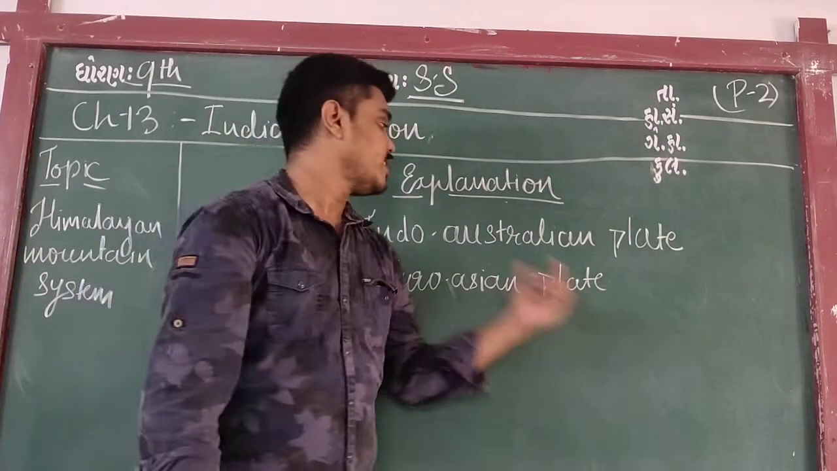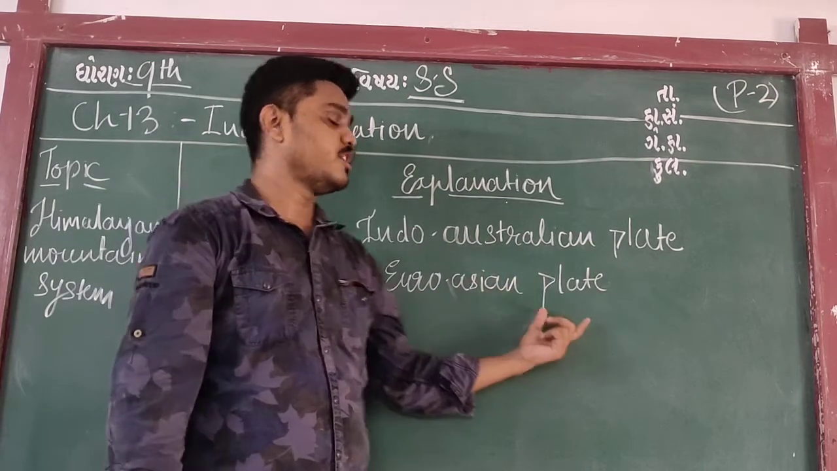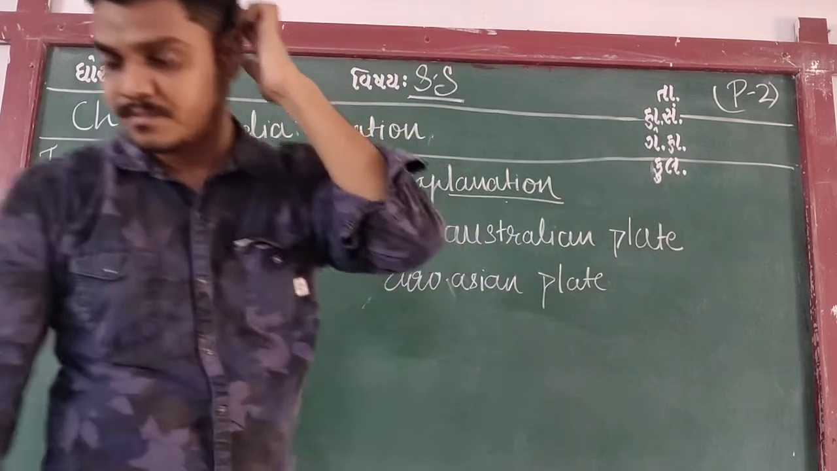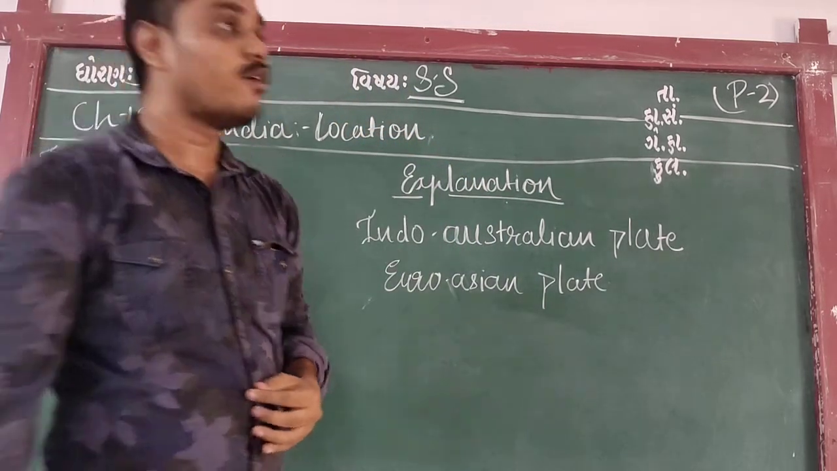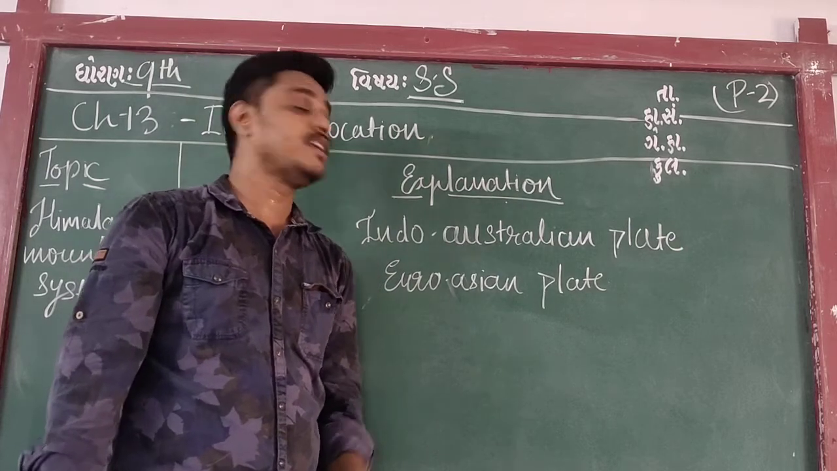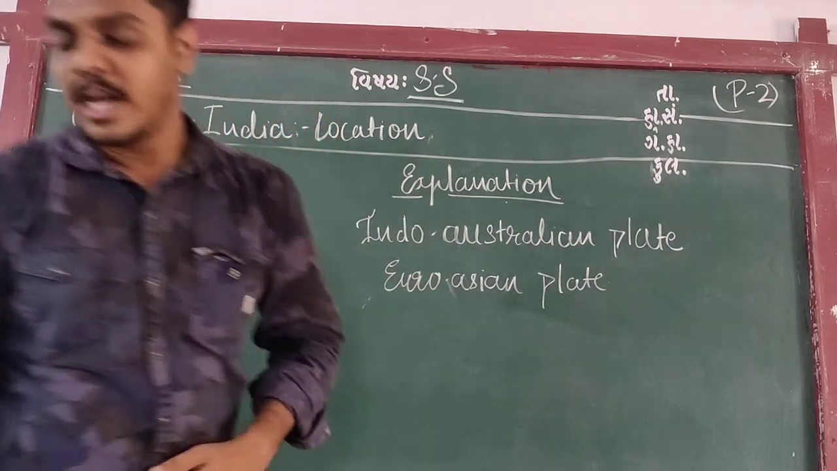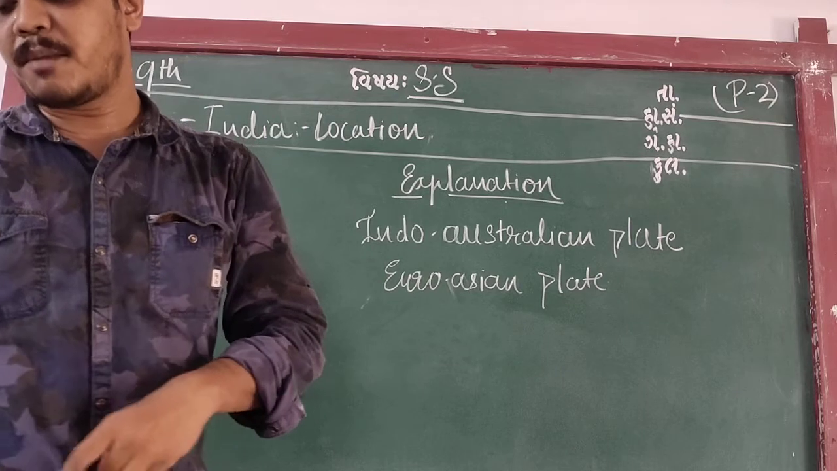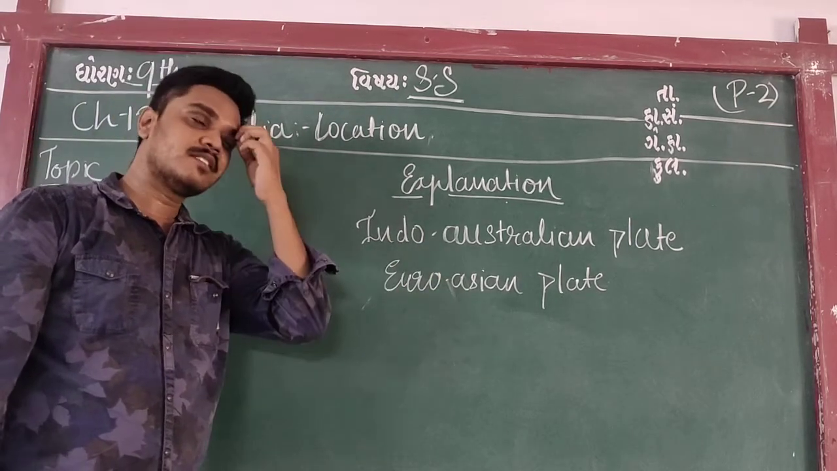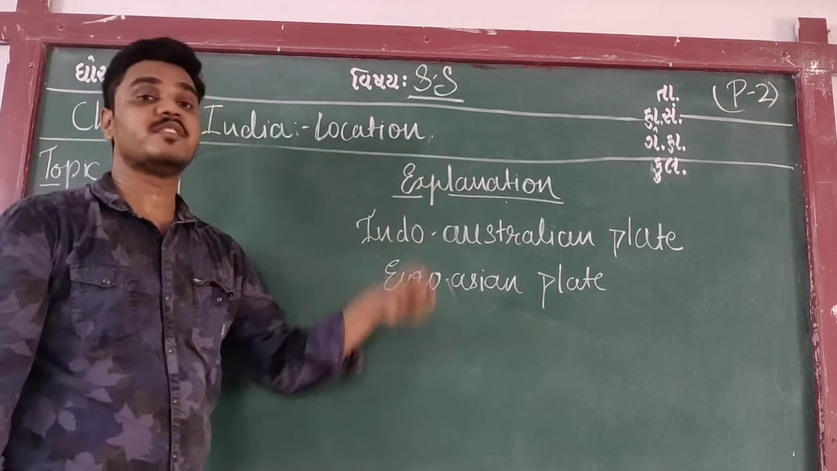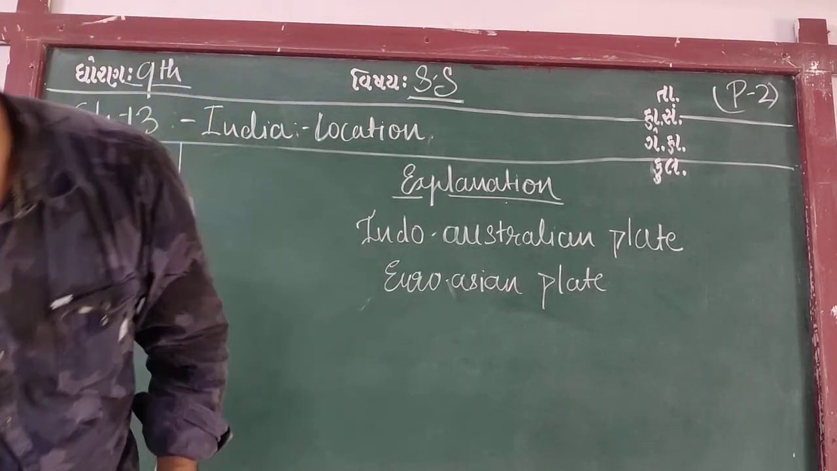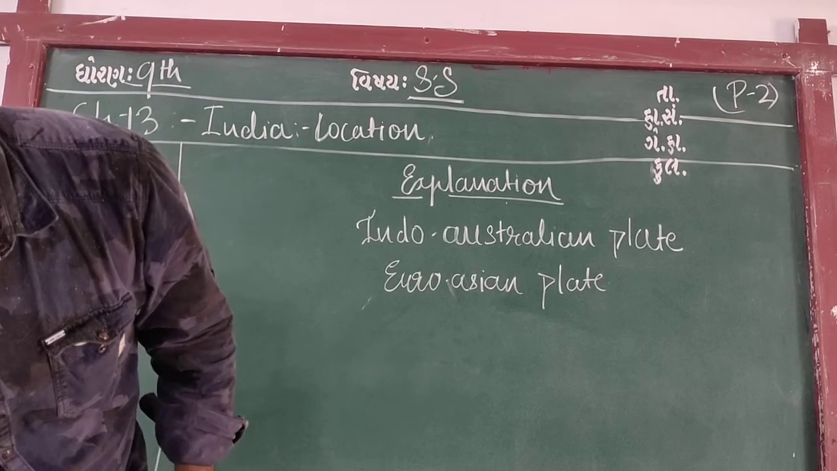Are you getting the point? Indo-Australian plate converges with Eurasian plate. That means about 5 crore years ago they emerged and converged due to the collision between the Indo-Australian plate and the Eurasian plate. Because of the collision between these, Himalaya is created.